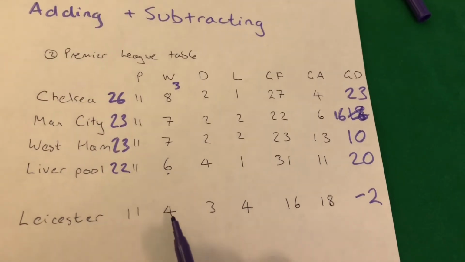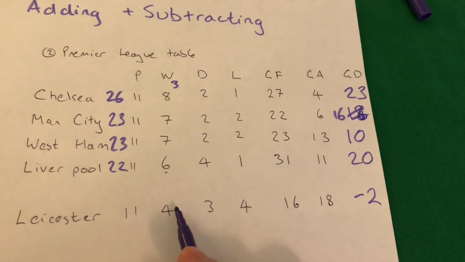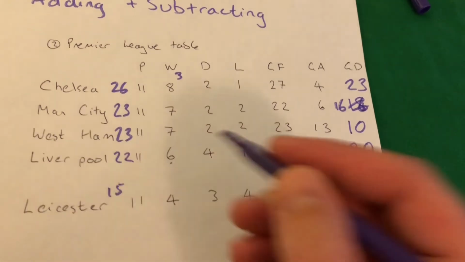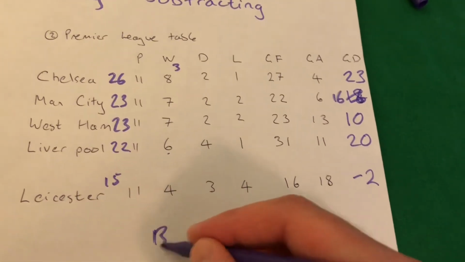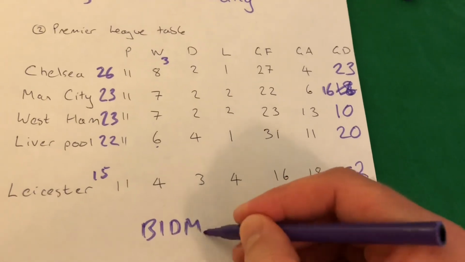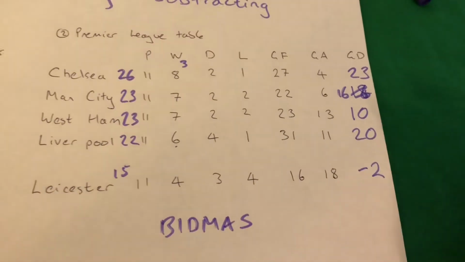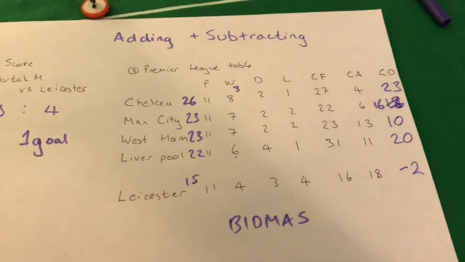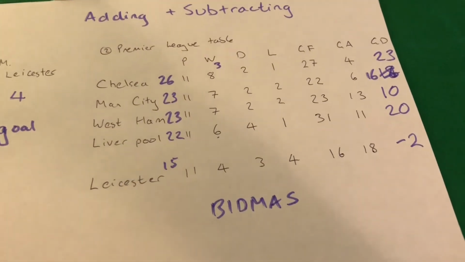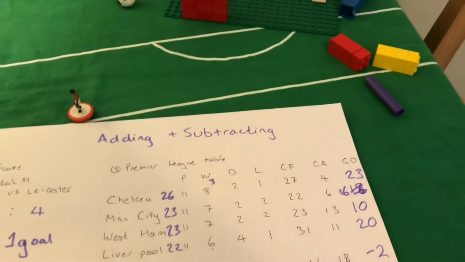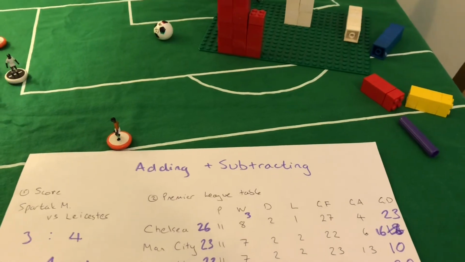And then Leicester, 4 times 3 is 12, plus 3 is 15. So we had to do the multiplication there before we did the addition, as we've seen in BIDMAS. So there we go. That's some adding, subtracting, multiplying, dividing, bit of BIDMAS with Lego to help us, and Subbuteo, and some football stats.